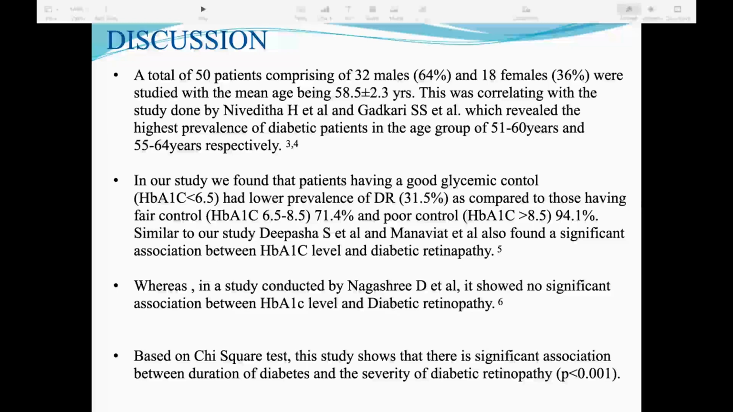Similar to our study, Dipasha S. et al. and Manavet et al. also found a significant association between HbA1c level and diabetic retinopathy. Whereas a study conducted by Nagashri D. et al. showed no significant association between HbA1c level and diabetic retinopathy. Based on the chi-square test, this study shows a significant association between duration of diabetes and severity of diabetic retinopathy with a p-value less than 0.001.